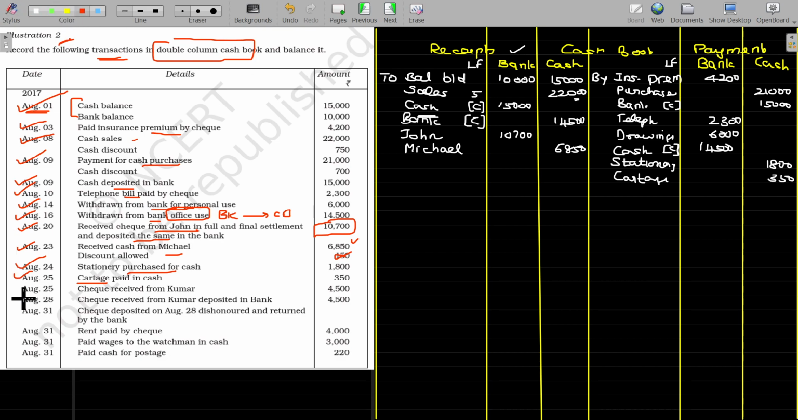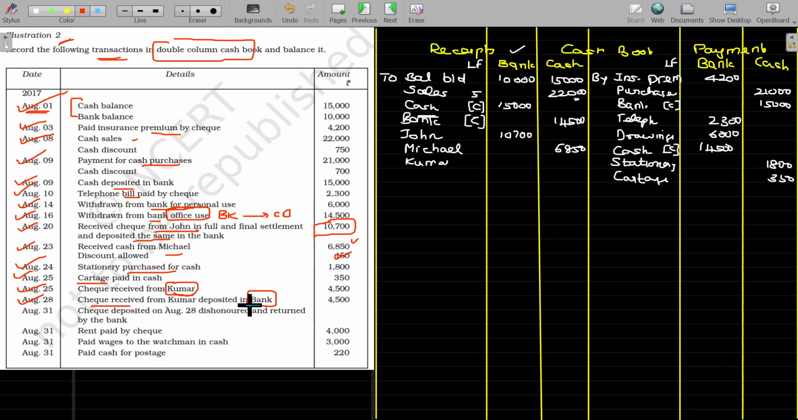And check received from Kumar. Receipt side, named Kumar. And the value will be posted in the bank column. Now, wait for this. In an earlier case, in the case of John, we received the check and immediately deposited it into the bank. But in this case, the check is received from Kumar, but the deposit happens a couple of days later.